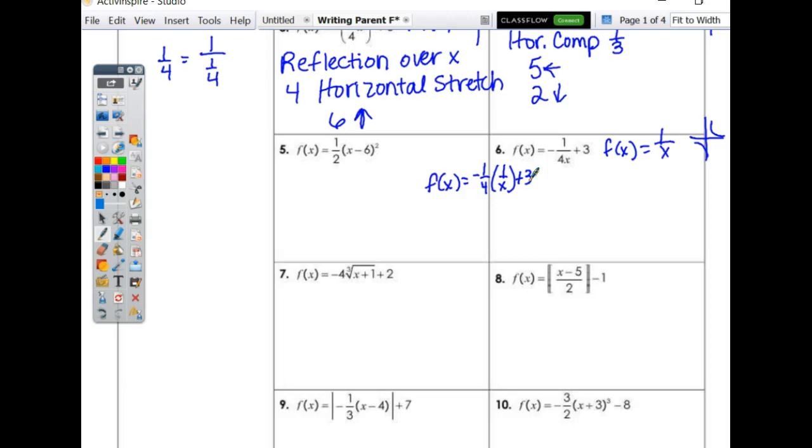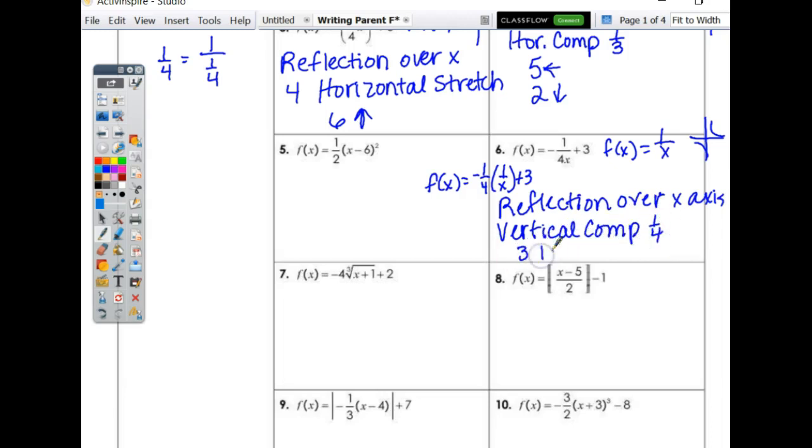So this is how this is really written. It's 1/4 times the 1/x with the negative outside. So if the negative is outside, that's a reflection over what? Correct. The 1/4 is also on the outside, so that's your A value. So is that vertical or horizontal? So it's a vertical compression. And then 3 up.